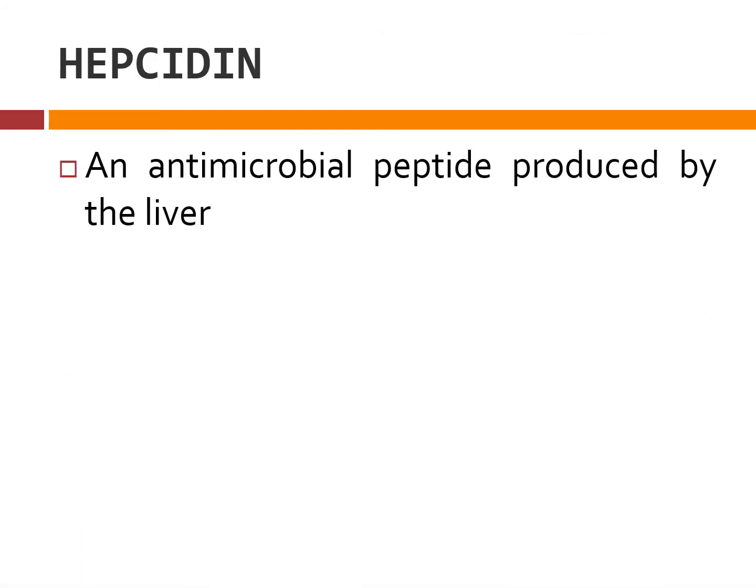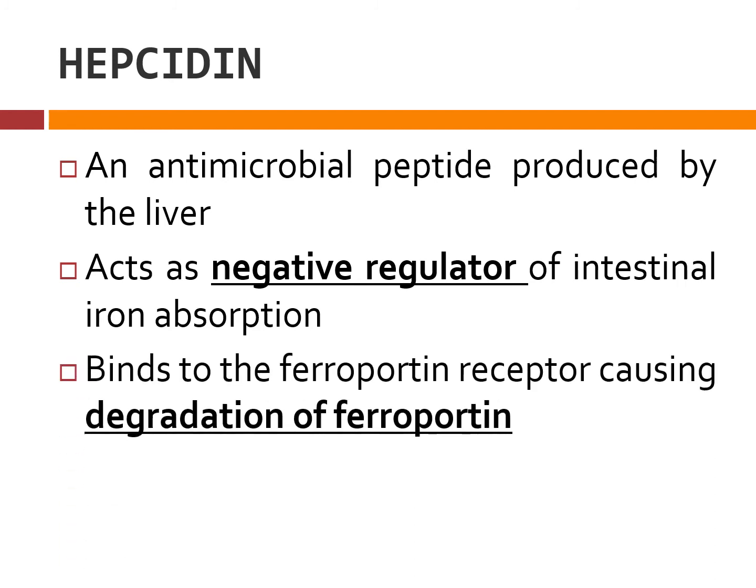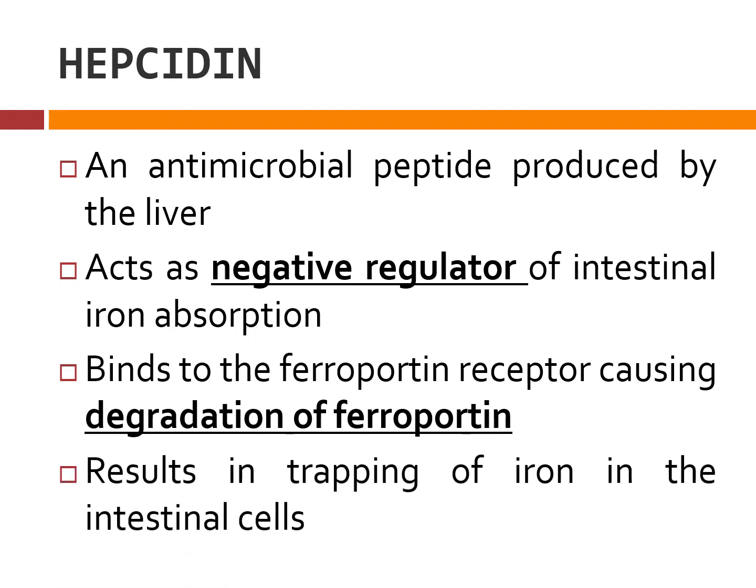Now, hepcidin. Hepcidin is an antimicrobial peptide produced by the liver, and it acts as a negative regulator of intestinal iron absorption. It also binds to the ferroportin receptor, causing degradation of ferroportin. Basically, hepcidin is a regulatory peptide, and it results in trapping of iron in the intestinal cells. This peptide helps the body regulate iron absorption.